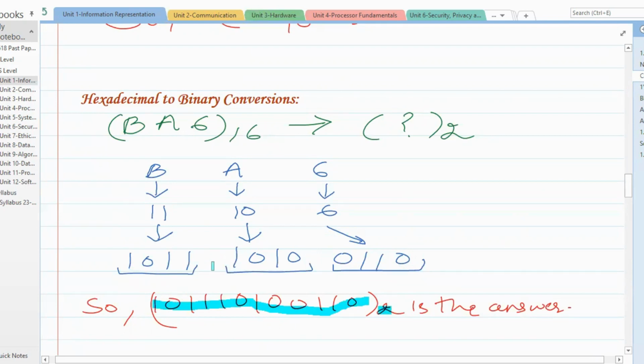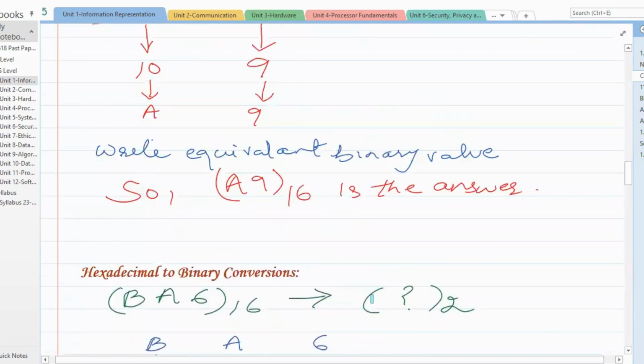So 1011, sorry, 1011, 1010 and 0110 is your final answer, which is written here. Simple. Yeah. So that's all for today.